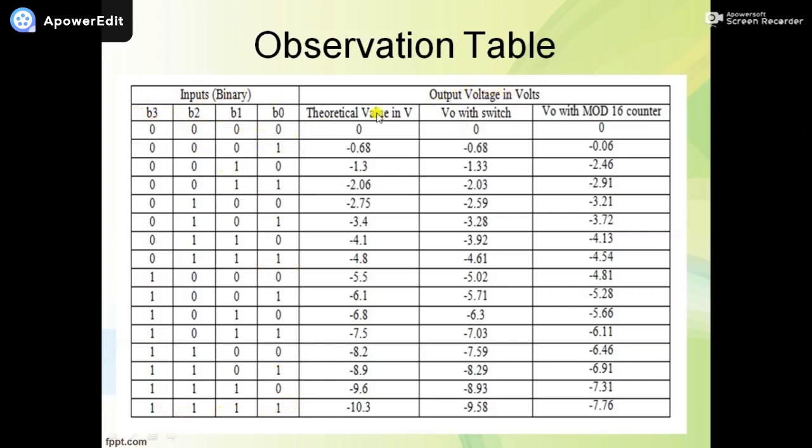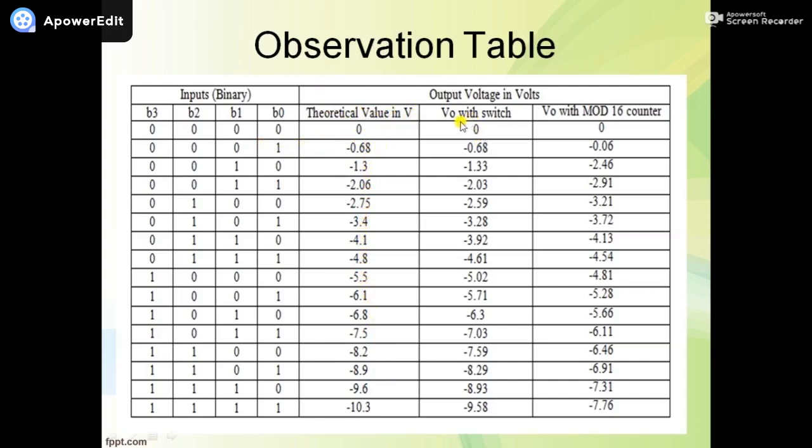Then in output voltage, we have already discussed the V0 theoretical equation. By using the V0 theoretical equation, we are getting all these output values. So as the binary input signal increases, the output also increases. So this is the theoretical output voltage.